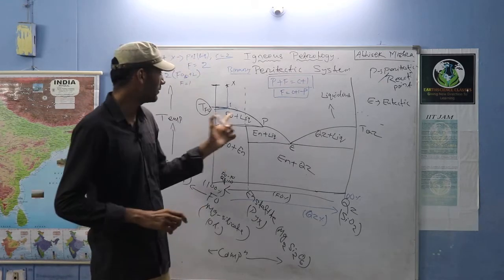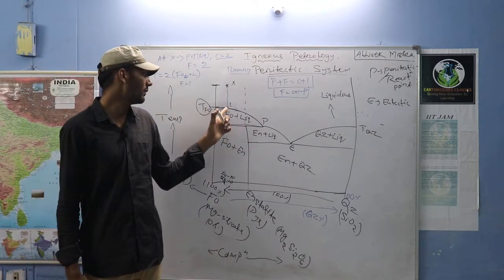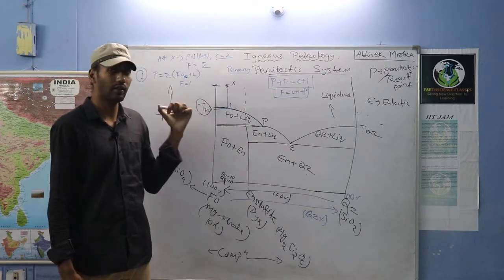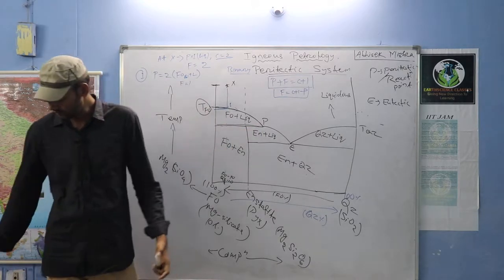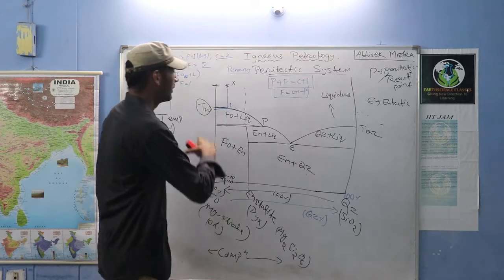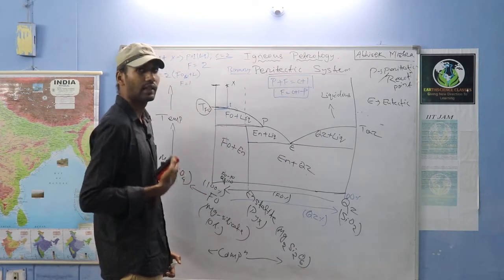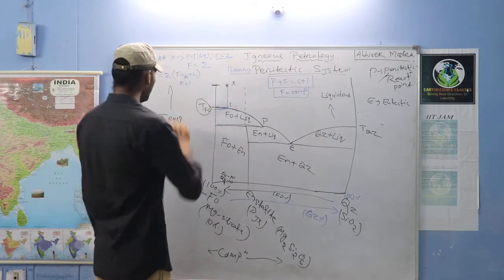Then from 1 to P, the same process will happen. From 1 to P, what will happen? Same process, forsterite plus liquid. Forsterite starts crystallizing, or forsterite is removed in the form of crystals from the liquid.